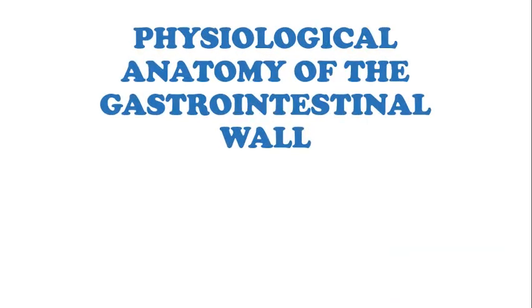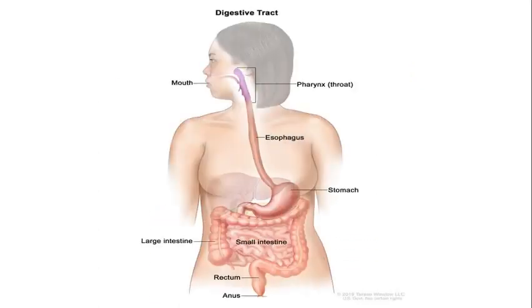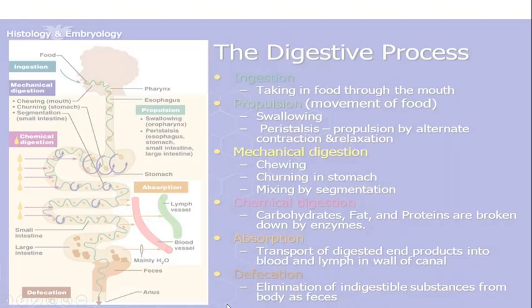Physiological anatomy of the gastrointestinal wall from Guyton and Hall. This is our digestive tract, which consists of the mouth, pharynx, esophagus, stomach, small intestine, large intestine, rectum, and anus.